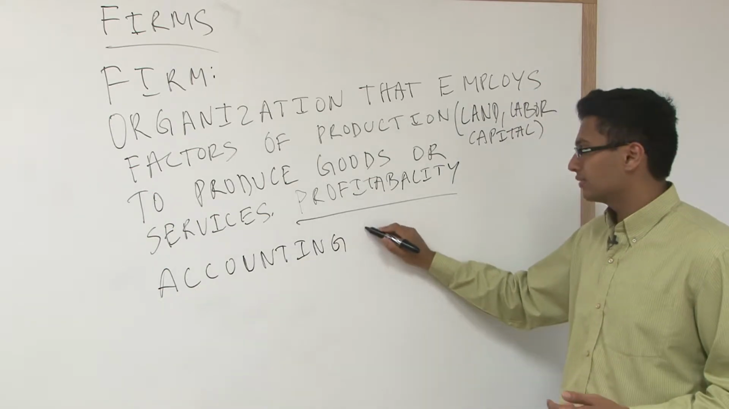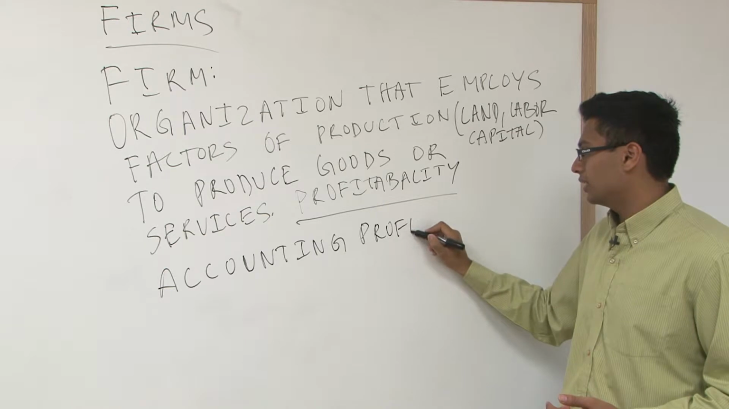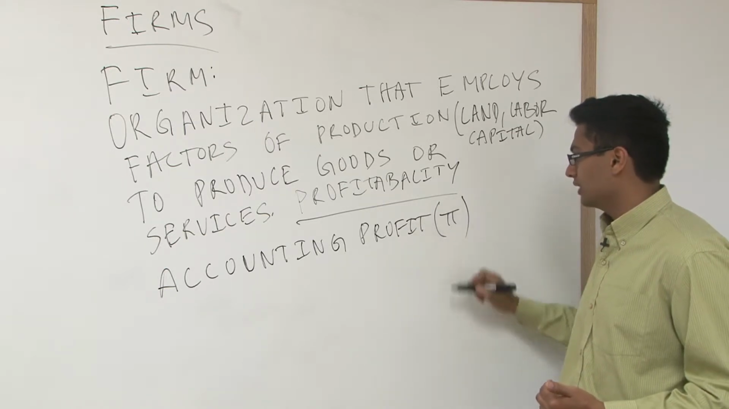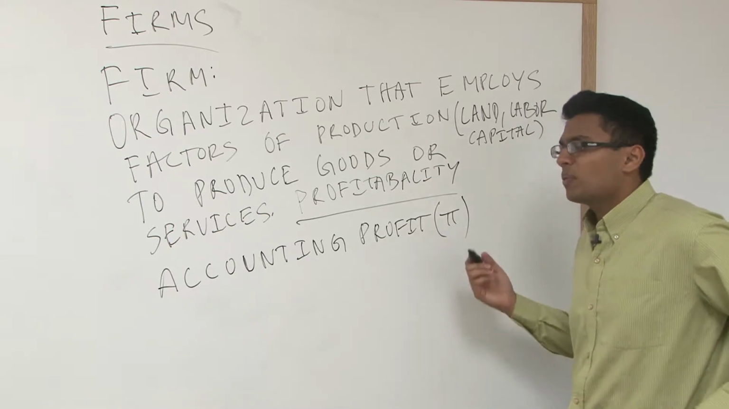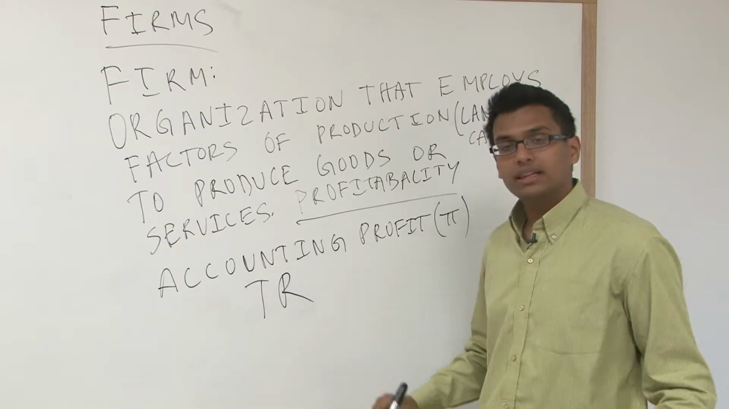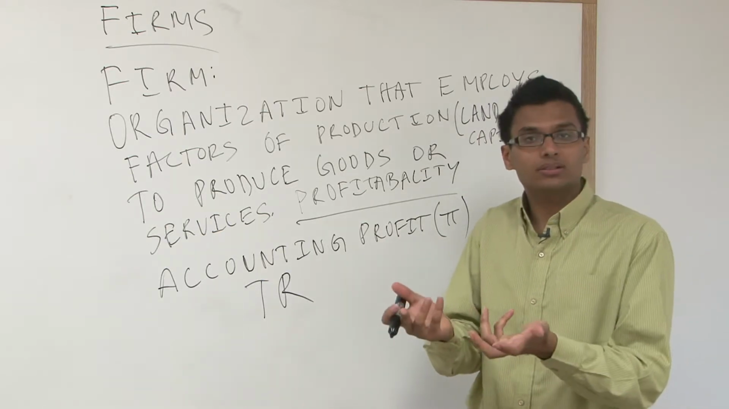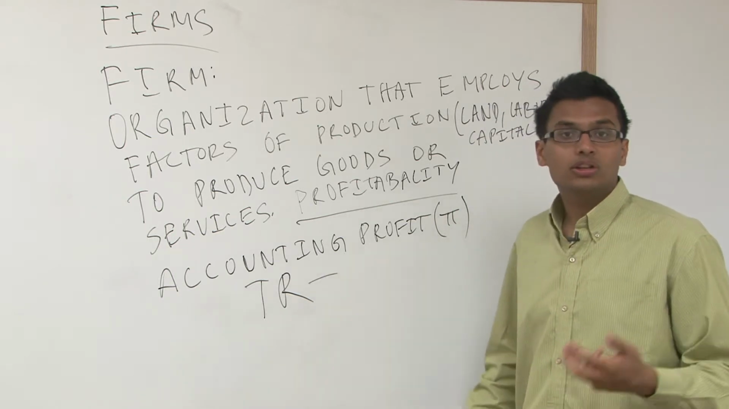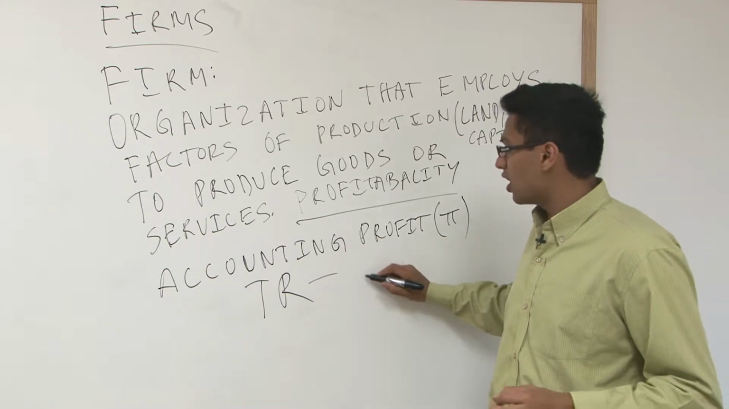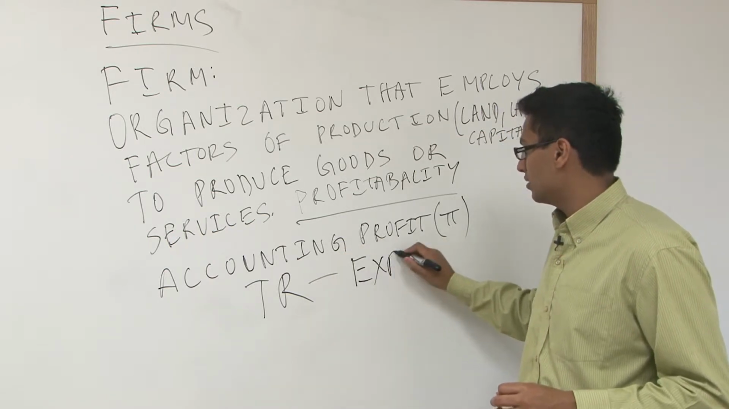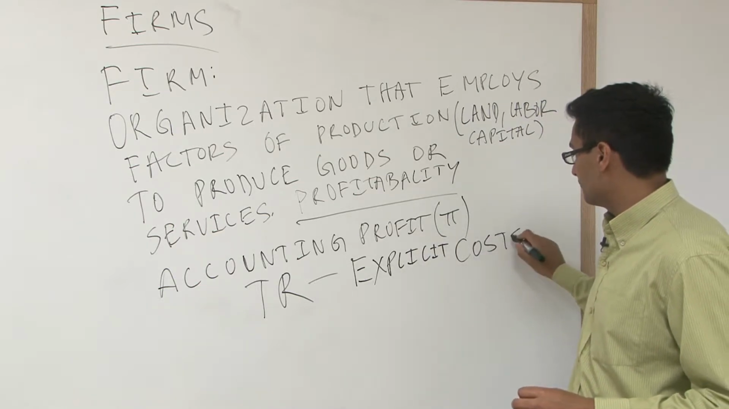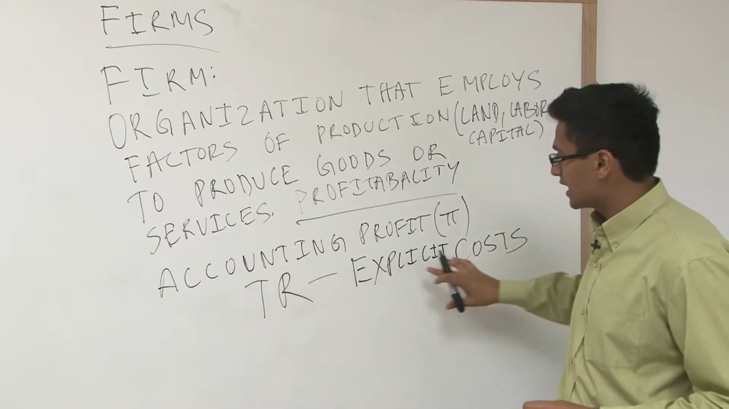And profit, guys, okay? The way people normally write it is pi, okay? Pi is normally profit. So accounting profit, generally speaking, the way they define it, is your total revenue, which is the amount of money you make by selling something, minus your costs. And generally speaking, accounting talks about your explicit costs. And what is that? I'll explain to you in a second. Explicit costs. Okay? So your total revenue minus explicit costs is profit.